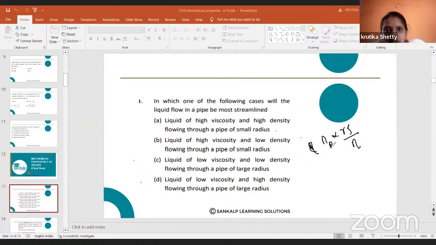I have given the formula here. Reynolds number is directly proportional to radius and density and inversely proportional to viscosity. So B is what? Liquid of high viscosity. So if viscosity is high, what happens? Reynolds number becomes less. So automatically option B is the correct one here.